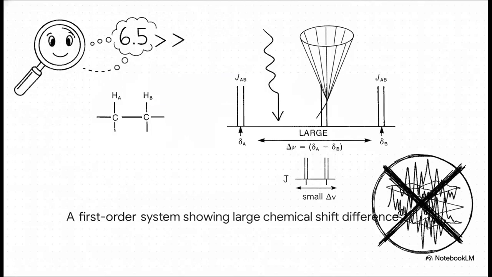Now, one quick caveat. Keep in mind that this neat N+1 rule perfectly applies only in what we call first-order systems. This is where the chemical shift difference between the interacting groups of protons, which we refer to as delta nu, is significantly larger than the coupling constant J that links them together. As a rule of thumb, we usually want that ratio to be greater than about 6.5. Because if the peaks get too close together on the chart, the system becomes strongly coupled. Then those nice, clean Pascal's triangle patterns start to distort into much more complex second-order spectra, which, honestly, is a massive headache for another day.